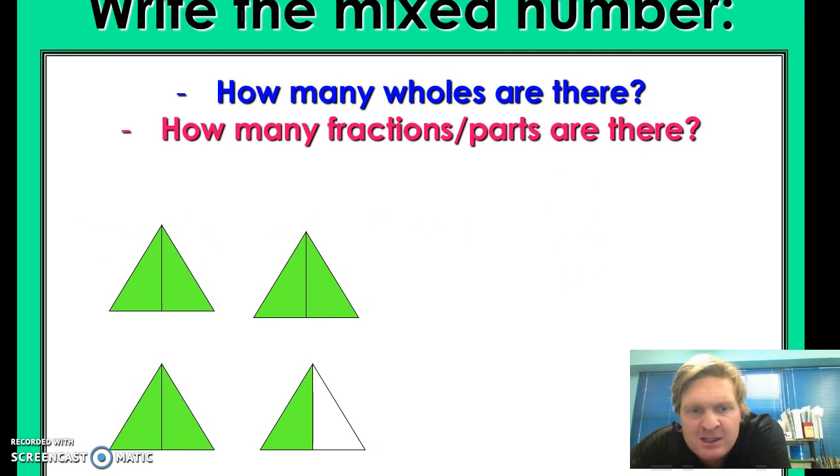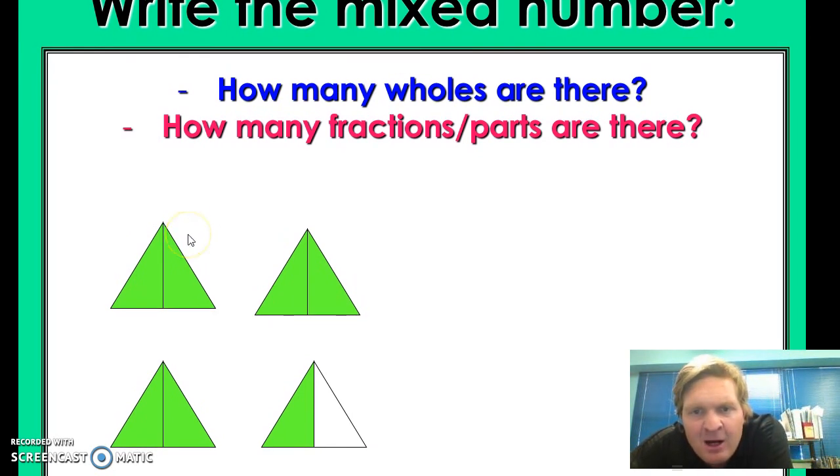Let's have a look at this mixed number. How many whole numbers have I got that have been fully shaded? 1, 2, 3, 3 in total. How many leftover parts have I got? 1. How many is each of these wholes broken into? 2. So my mixed number should be 3 and 1/2. Perfect.